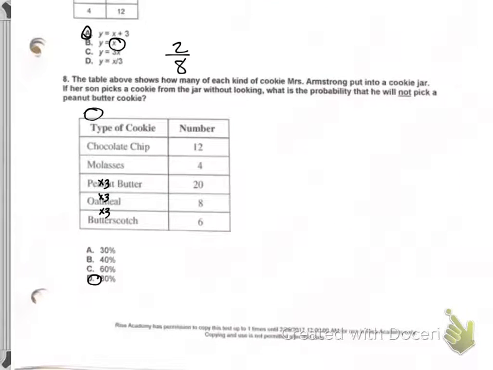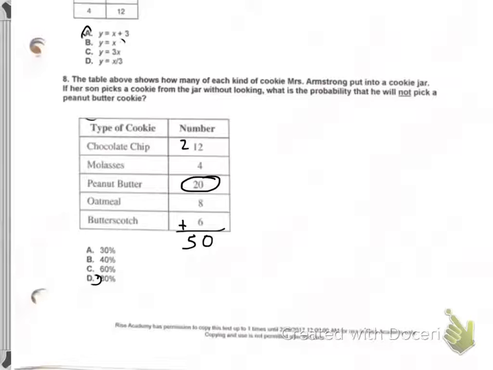Number 8. The table above shows how many of each kind of cookie Miss Armstrong put into a cookie jar. If her son picks a cookie from the jar without looking, what is the probability that he will not pick a peanut butter cookie? Alright, so let's find peanut butter. So there's 20 peanut butter. So what I'm going to do is subtract that from the total once I add up the total. So let's just go ahead and add these up. Alright, 2 plus 4 is 6 plus 8 is 14 plus 6 is 20. Alright, 20 plus 10 is 30 plus 20 is 50.